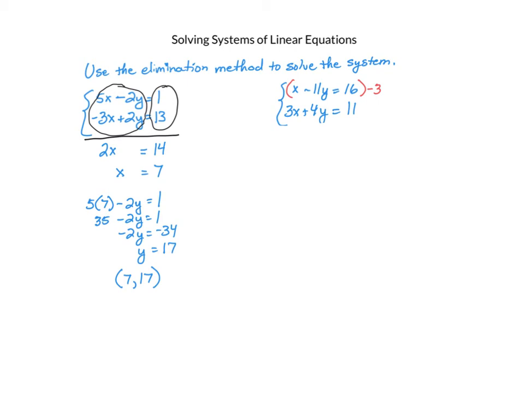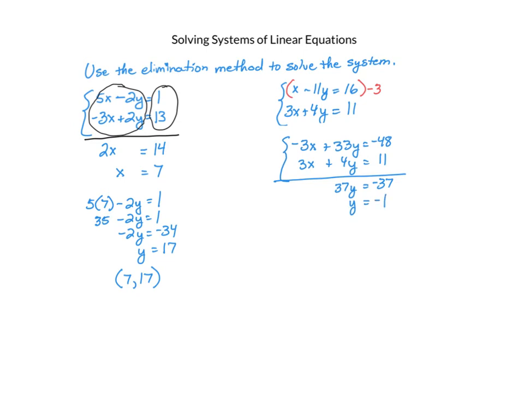equation. So my system will become negative 3x plus 33y equals negative 48. And I'm going to leave the second equation unchanged. 3x plus 4y equals 11. Now when I add the two equations together, I get 37y equals negative 37. Divide by 37 and I get negative 1.